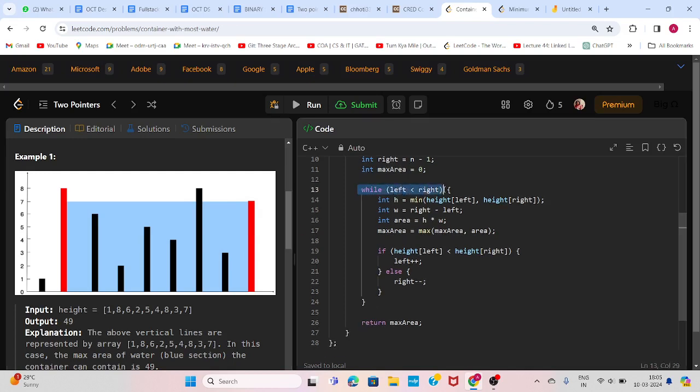If left is smaller than right, then we will check. We will need the area. Area means length into breadth, here the height into width. So for the height we will take the minimum.